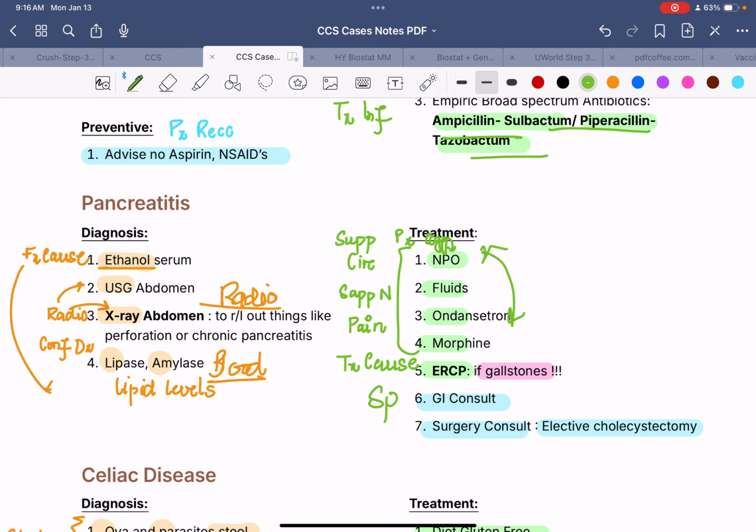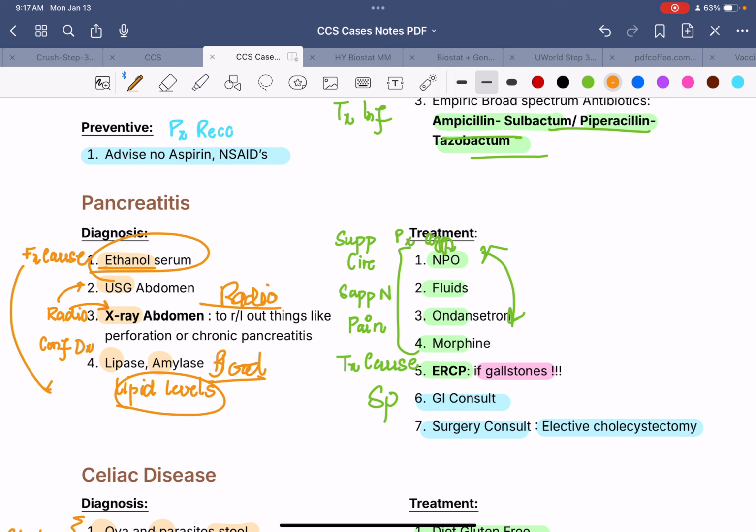So one specific test in the blood would be, of course, lipase and amylase. But besides this, in the blood, if you want to find out the cause, it might be caused by ethanol use, right, or it might be caused by hypertriglyceridemia. Therefore you want to get the lipid levels done along with serum ethanol.